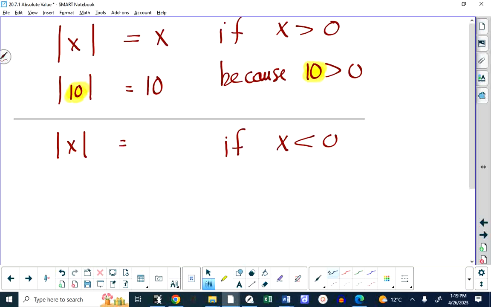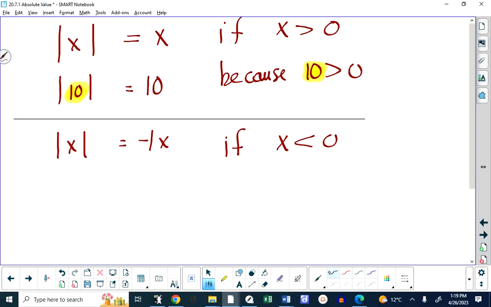Want to take a stab? Negative x. Negative 1 times x. Now, would you agree in the limited time we've talked today about absolute value that absolute values are always positive? So some of you might look at this and go, well, how can the absolute value be negative? It's not. Because x is negative.